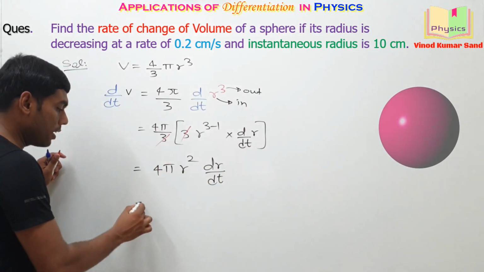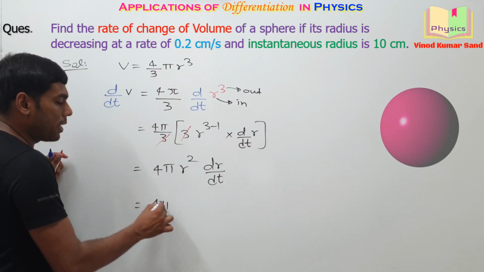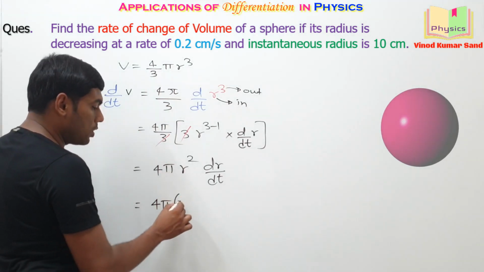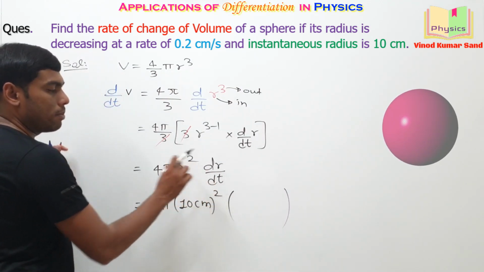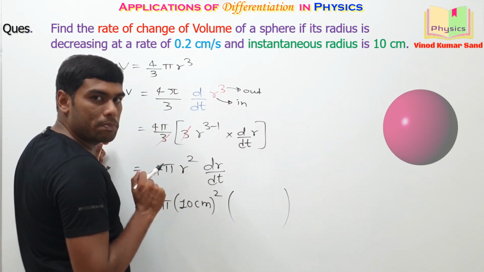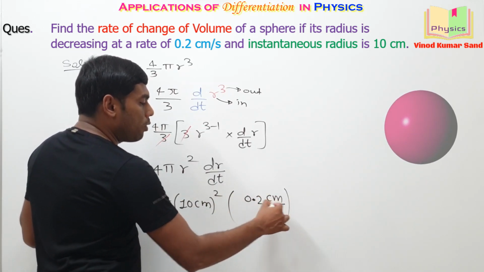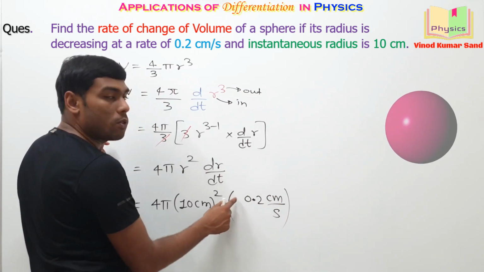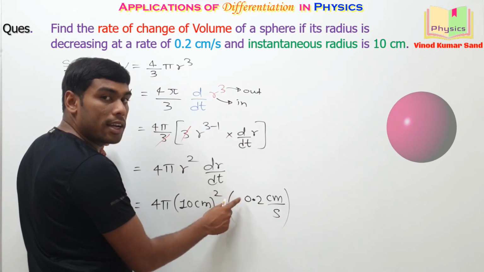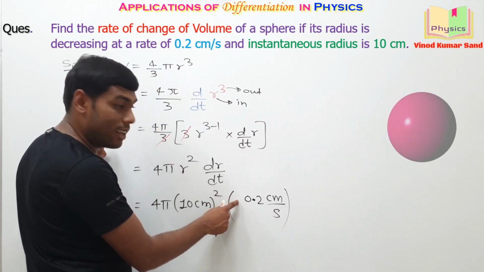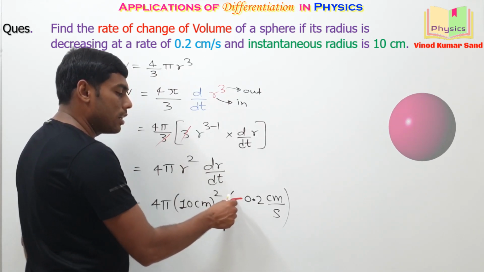Okay, now pay attention. I am going to put the numerical values. 4 pi, the radius given to you in the question is 10 centimeter. What should you put in place of dr by dt? Speak up. 0.2 centimeter per second. And what should be the sign here? Positive or negative? According to the language of the question, the radius is continuously decreasing. So the rate of change here is actually negative.